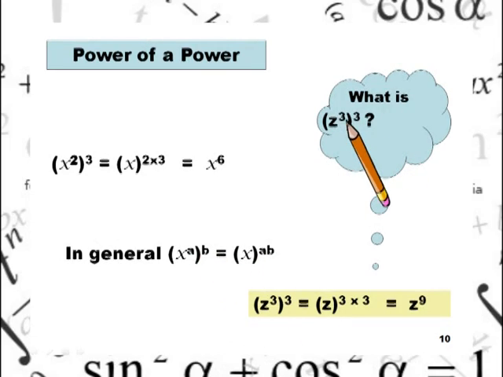What is z to the 3 raised to the 3? z to the 3 raised to the 3 is equal to z to the 3 by 3, which is equal to z to the 9.